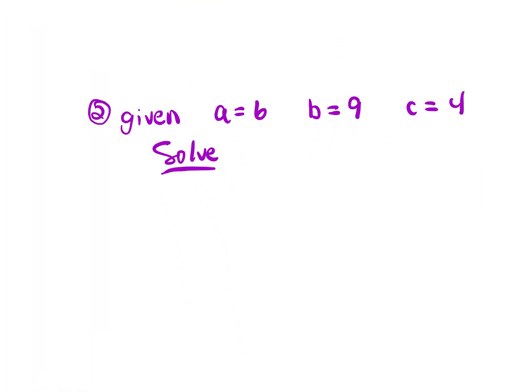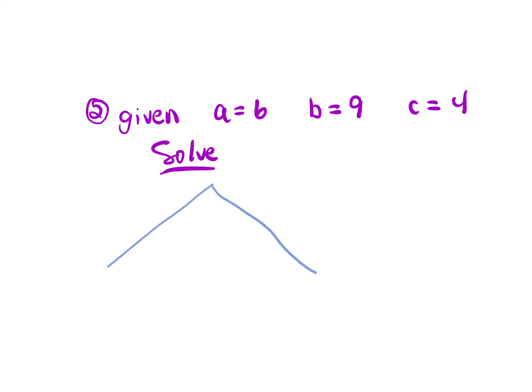Again, I don't have a picture, so what should I do? I should draw one. What are they giving me in this problem? They're giving me all sides. So across from A is 6, across from B is 9, and across from C is 4.